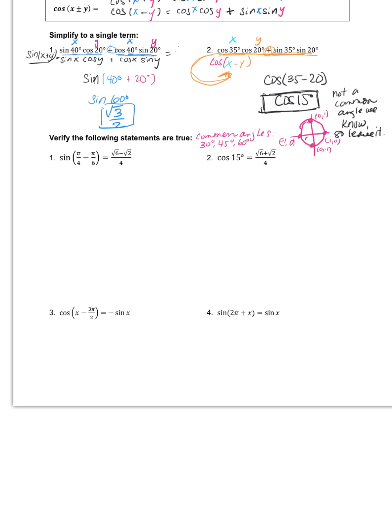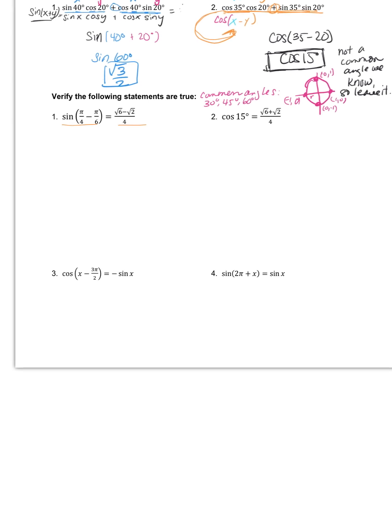Okay, so let's look at number 1. Remember, we're verifying. That means we want this to equal this or the other way around. You pick a side. Your answer is all the work. Okay, so this one is telling us that we can verify that sine of pi over 4 minus pi over 6 can equal the square root of 6 minus square root of 2 all over 4. Okay, so this one the right I'm not going to use because I don't know what to do with that. I mean, how do I make it look like what's over on the left?